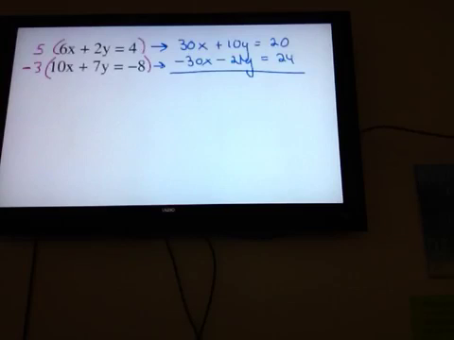Add my equations together. My x's are eliminated. That's the whole goal here, to get a variable eliminated when you add. 10 minus 21, negative 11y. 20 and 24 is 44. Divide by negative 11. And y equals negative 4.